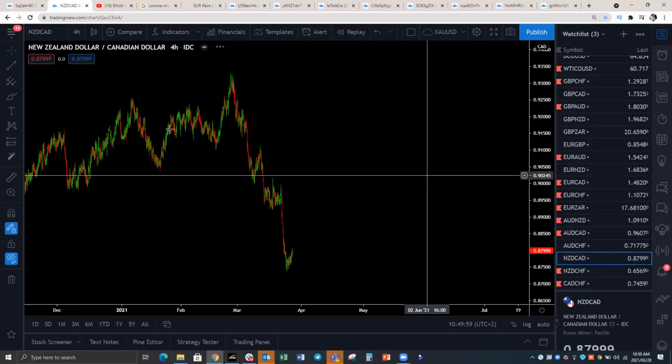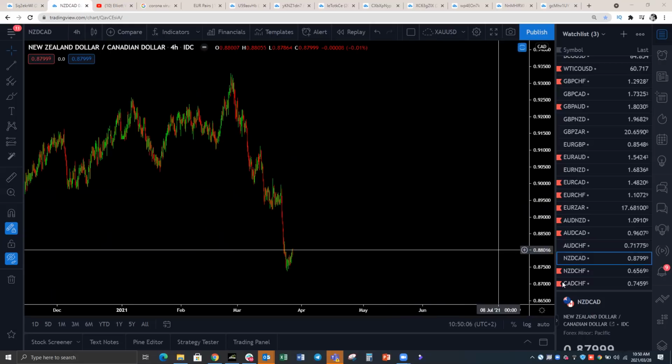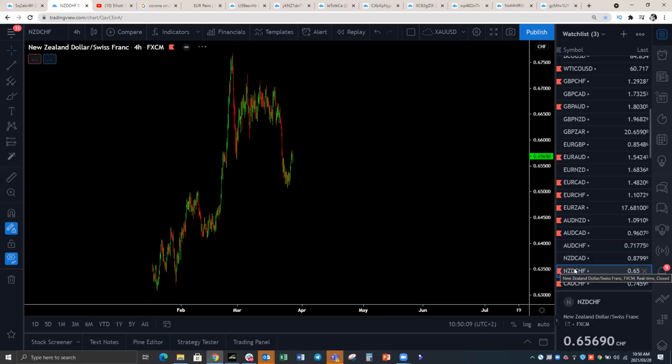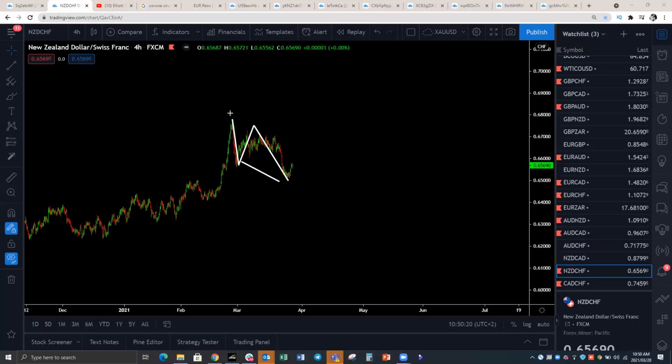New Zealand CAD. Continuation to the downside. This is a pullback. We're still going to see this one push to the downside. Also, look at last week's video to see the bigger structure on New Zealand CAD. New Zealand CHF has made a nice zigzag here. 1, 2, and 3. Now look for this to push to the upside.